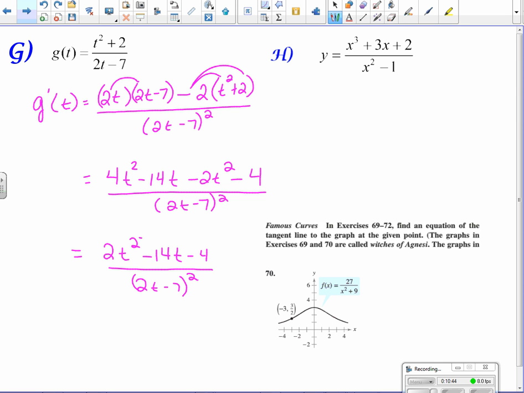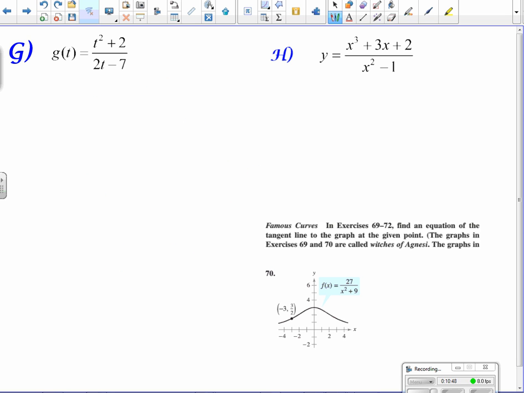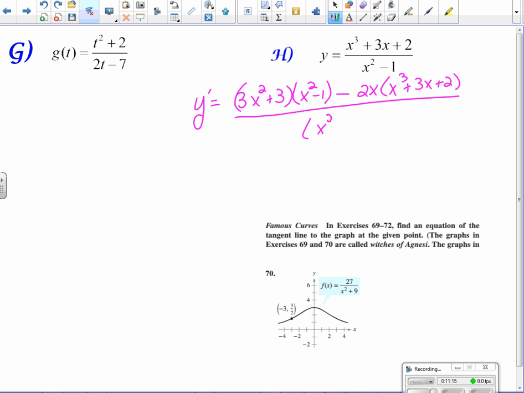H looks a little more complicated, doesn't it? But it's still going to be the same rules. Derivative of the top times the bottom minus derivative of the bottom times the top, all over bottom squared. So y prime, derivative of f of x, so I'm going to have a 3x squared plus 3 multiplied by the bottom, g of x, minus derivative of the bottom, that's a 2x multiplied by the top, all over the bottom squared.